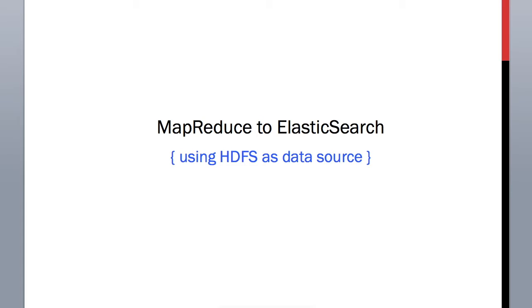Alright, so let's start with our first data pipeline using MapReduce. For this exercise, we will use the dataset which we downloaded from kaggle.com. Okay, so let's first copy that file to the HDFS location.